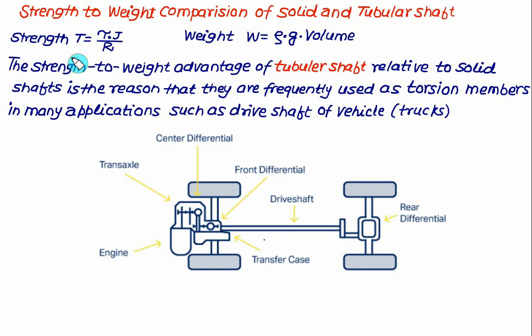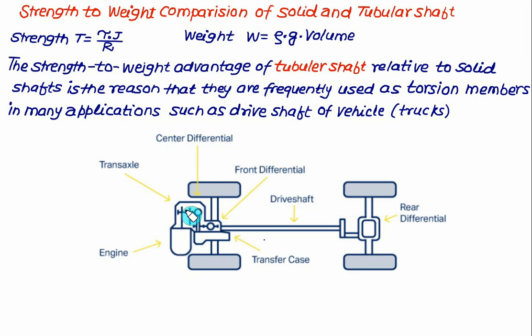At the same time, you also have to think about the weight, because weight means cost. If it has a higher weight, then it has a higher cost. So people are interested in a tubular shaft rather than a solid shaft if the length of the shaft is very large. Say, for example, in the case of a propeller system, a car engine is shown here. So this one is the engine here.